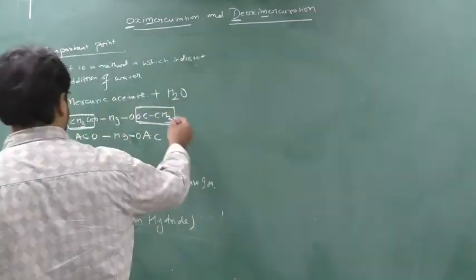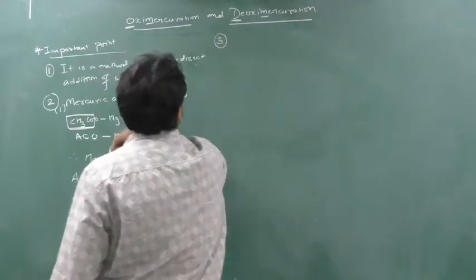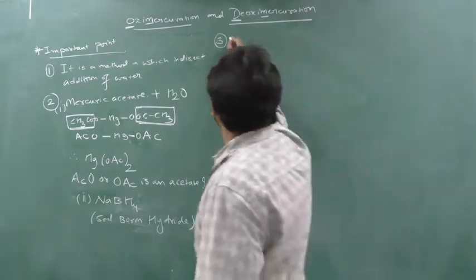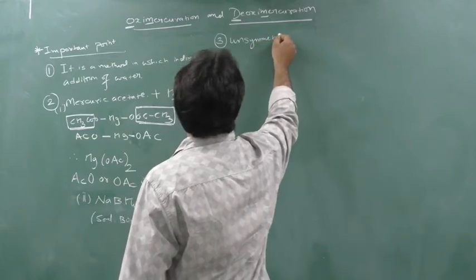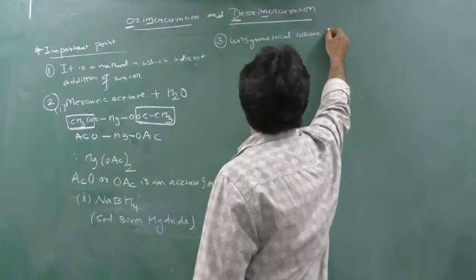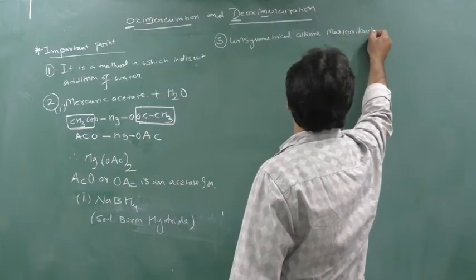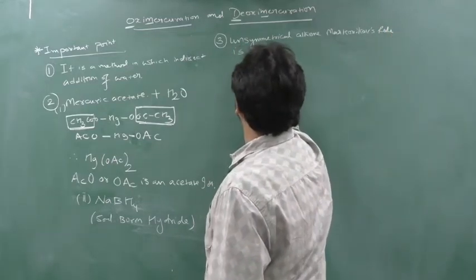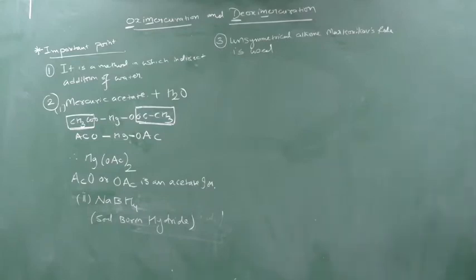Clear? Third key point, very important to remember: for unsymmetrical alkene, Markovnikov's rule is used. So if the alkene is unsymmetrical, we are using Markovnikov's rule here.